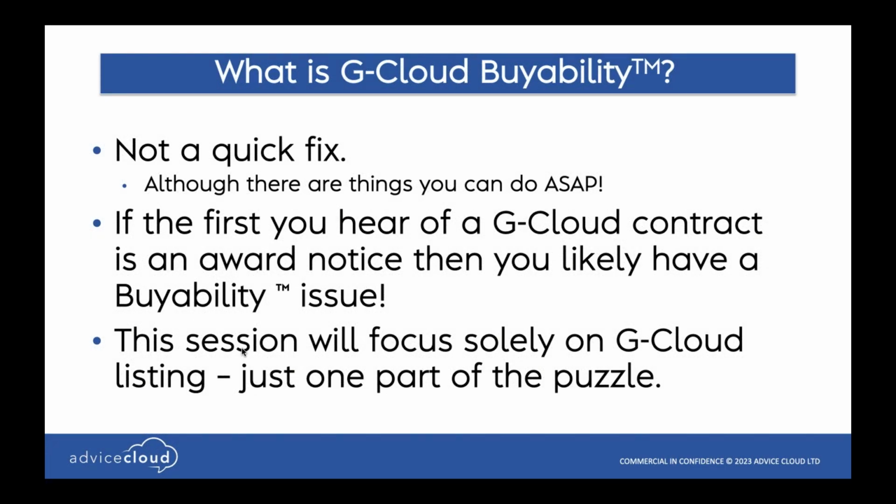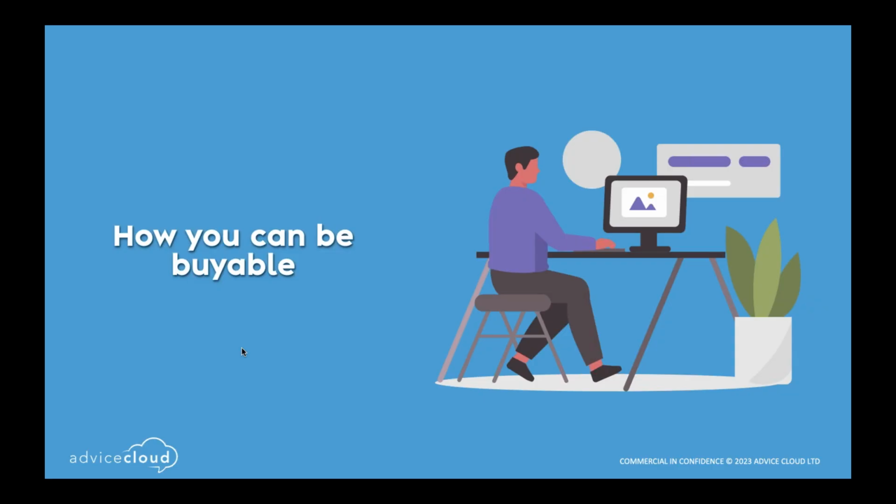This could be something within your listing or your approach to the market or the way that you're going about stuff. So this session is going to focus solely on G Cloud listings, which is just one part of the puzzle. We'll touch on other areas, but there is a bigger picture around this. But we've only got half an hour, and we want to share as much information as we possibly can. So we're going to focus on G Cloud listings for a bit.